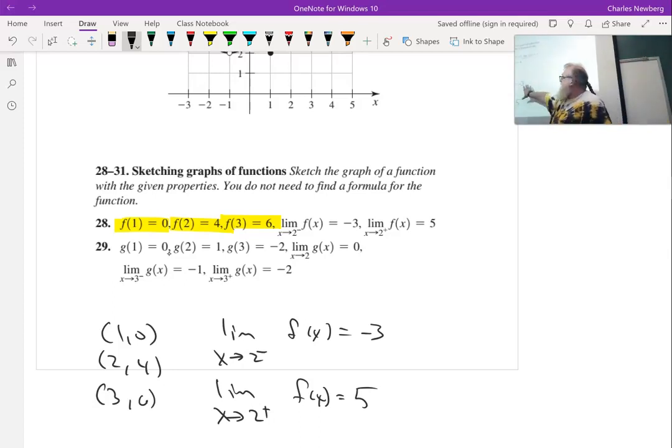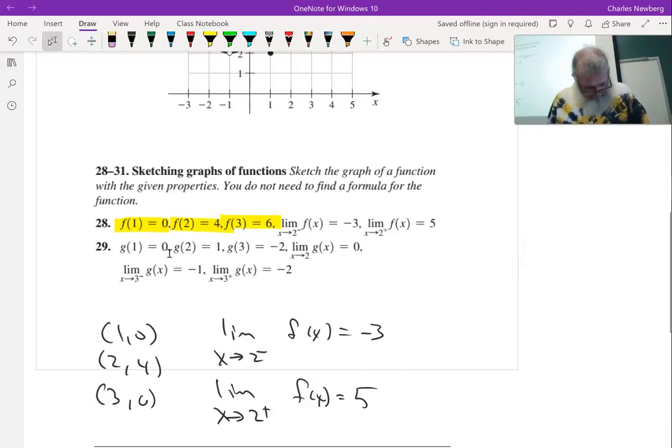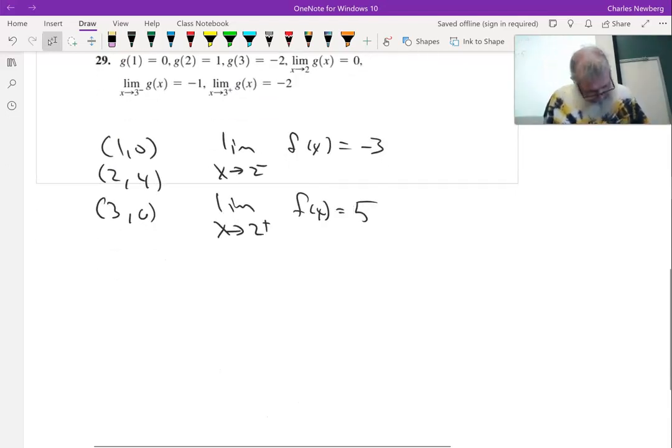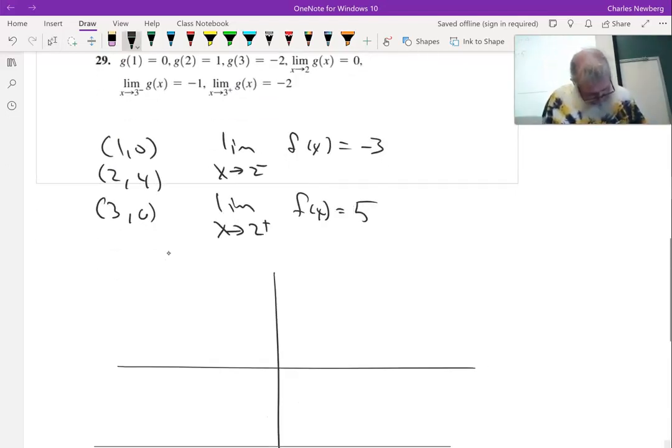These are one-sided limits, and they're not equal, so we know we're going to have something funky going on around x equals 2. All right, so let's build a rough draft of this. I will do a little bit of a grid. So 1, 0 is there. 2, 1, 2, 3, 4. 2, 4 is up there.